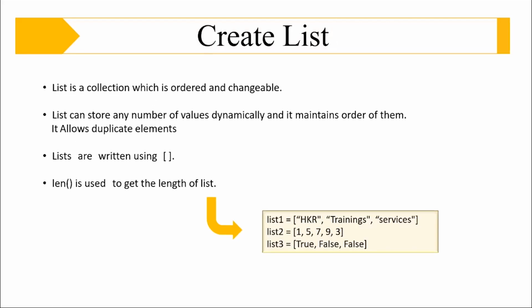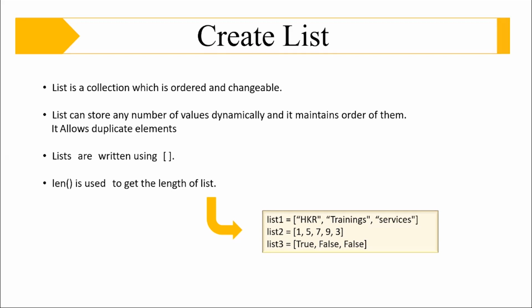So we'll see how to create a list. So we know that list is a collection which is ordered and changeable. So here changeable means it is mutable in nature. We can create the list and we can change the list at any moment of time. And list can store any number of values dynamically, and it maintains order of them, and it allows duplicate elements. And also list is heterogeneous data type. It means it can hold data from different data types, like it can hold strings, integers, negative integers, floating point values, Boolean values, and so on.